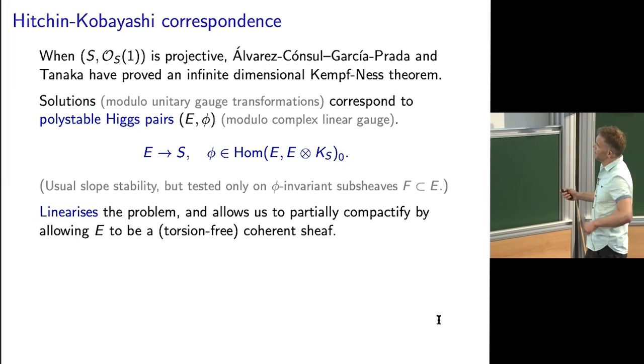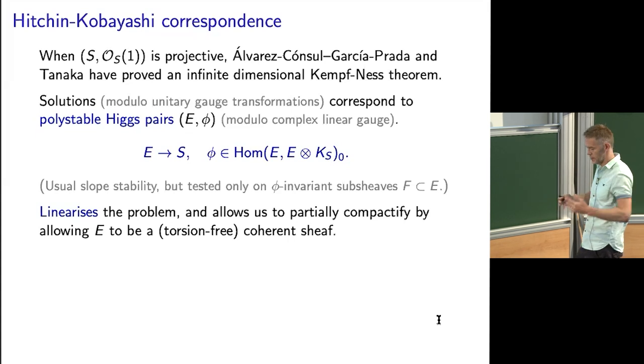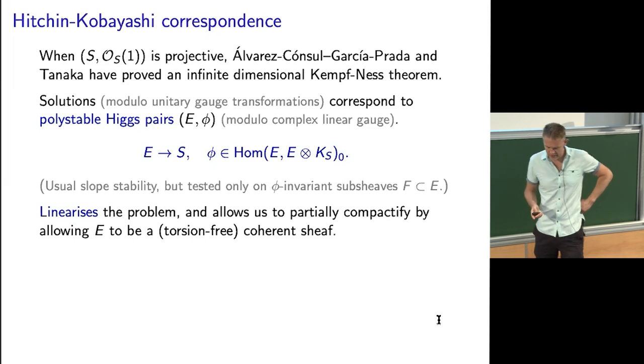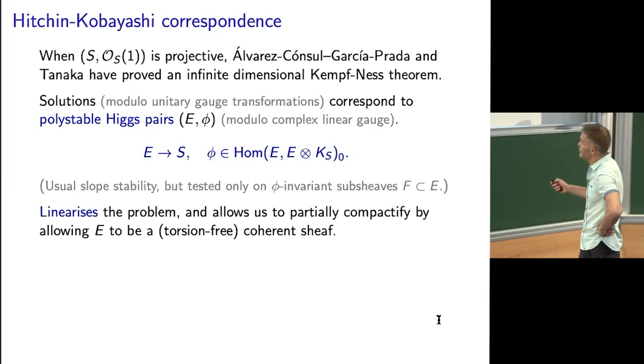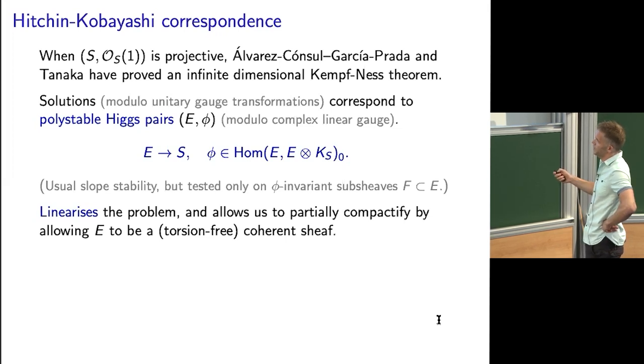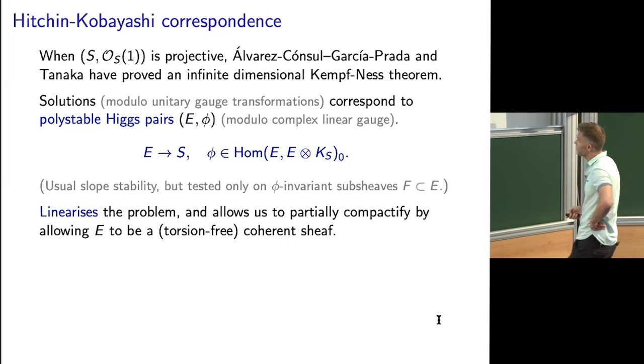The second thing is, this means we can partially compactify things by allowing E to be a torsion-free coherent sheaf instead of a vector bundle. So that will partially compactify the moduli space, which gives us more of a chance of defining an invariant. But you'll still have non-compactness because you can scale this phi. If you just scale phi, if it's non-zero, then you'll get another solution.